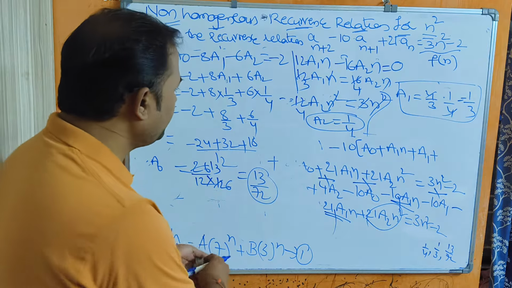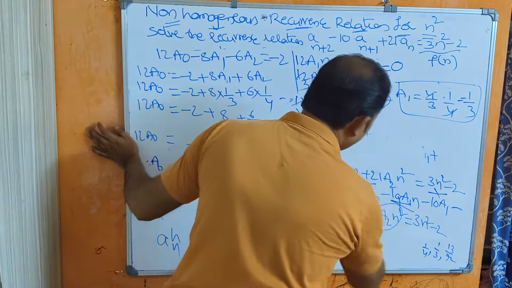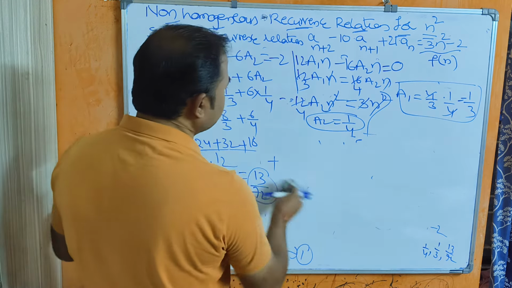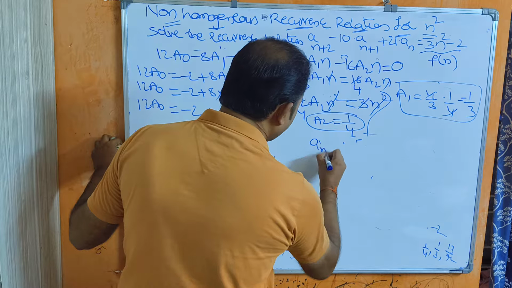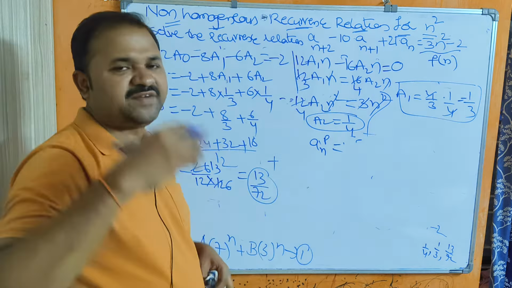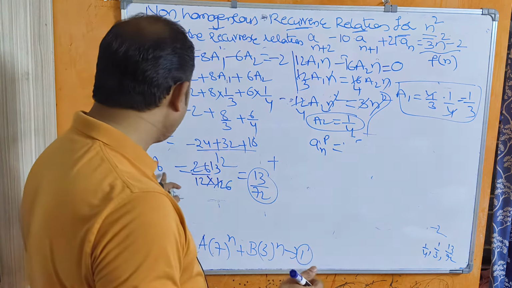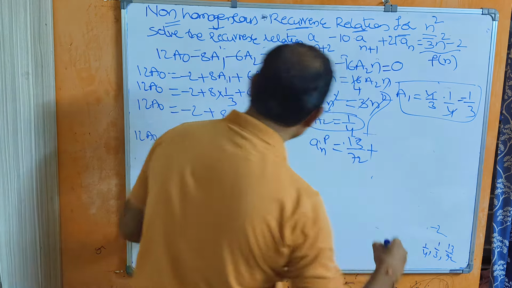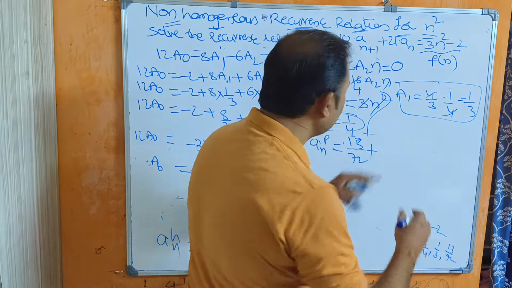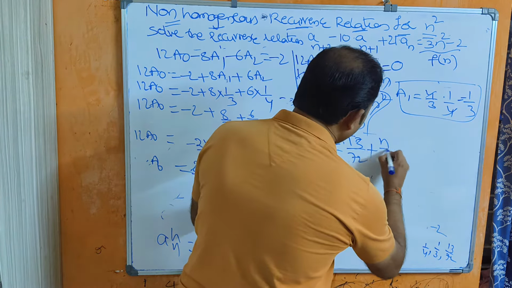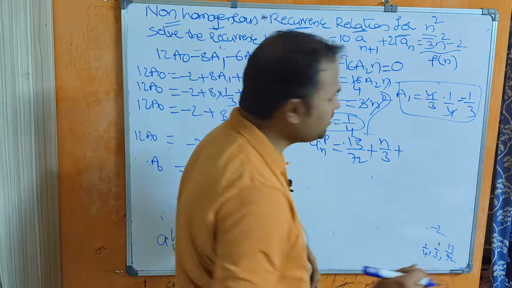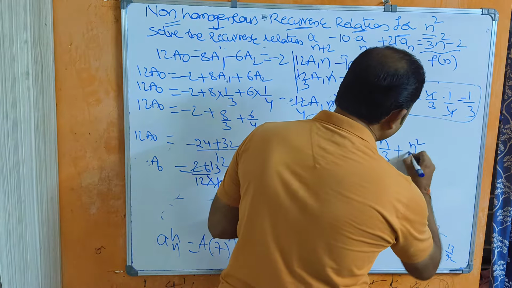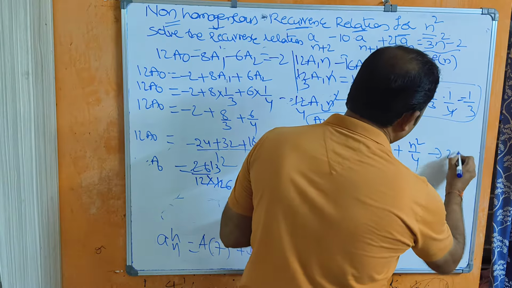Now what is the particular solution? We know the particular solution formula. The particular solution formula is a_n^p equal to A0 plus A1n plus A2n square. What is the A0 value? 13 by 72 plus A1n. What is the A1 value? 1 by 3 into n. So we can write it as n by 3 plus A2 into n square, 1 by 4 into n square. So we can write that as n square by 4. Let it be equation number 2.